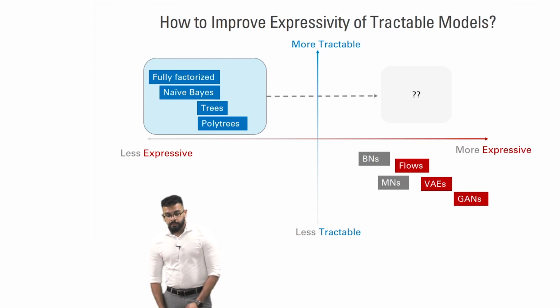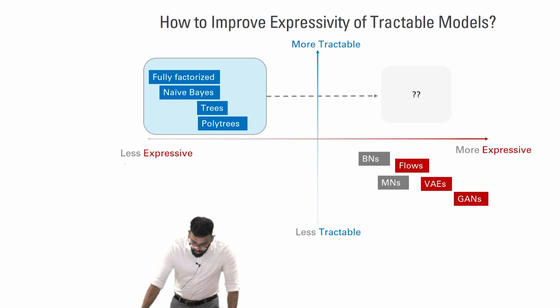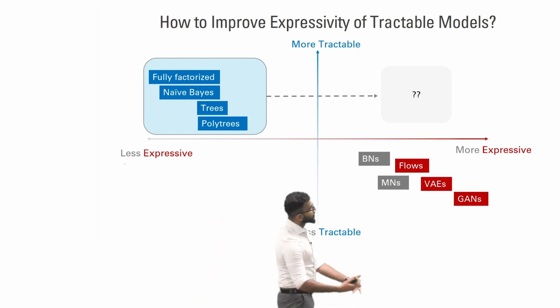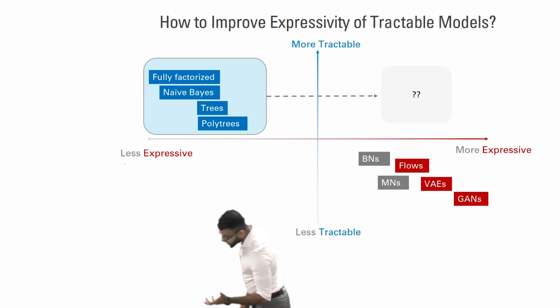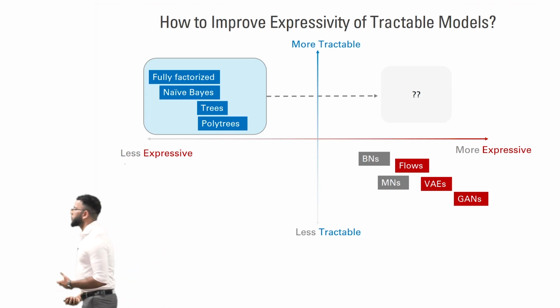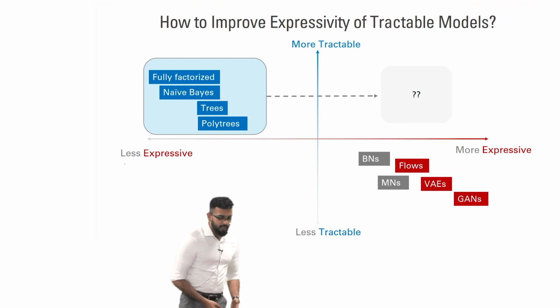So the key question that we will ask is how you can improve the expressivity of tractable models. You want to take these tractable models because you're interested in doing probabilistic reasoning. These models on the bottom cannot really do most probabilistic reasoning tasks. So you want to focus on these tractable models, but you really want to improve their expressivity so that they are competitive with what you have on the deep generative modeling side of things.